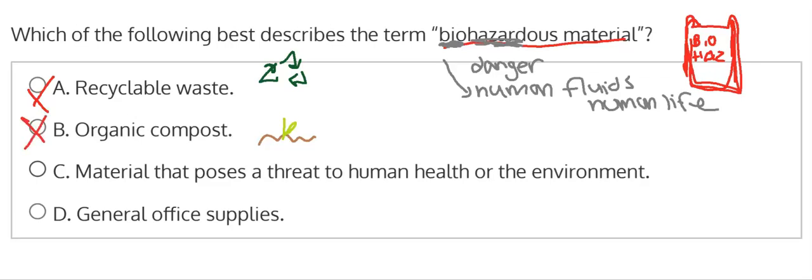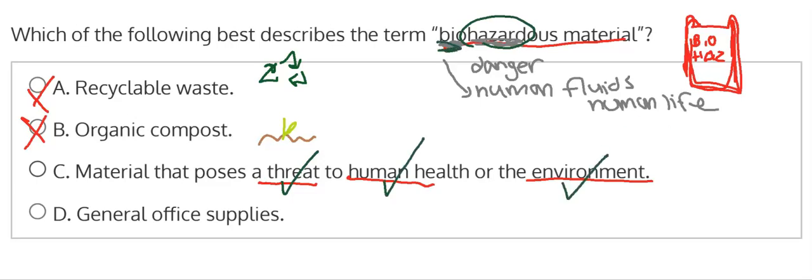Option C states a material that poses a threat to human health or to the environment. And this checks a lot of the boxes that we're talking about, because we said over here that it's a hazard, it's a threat, so that's correct, to human health, the bio part, or the environment, so to other living things as well. This checks all the boxes of what we're looking for, so we'll go with option C.